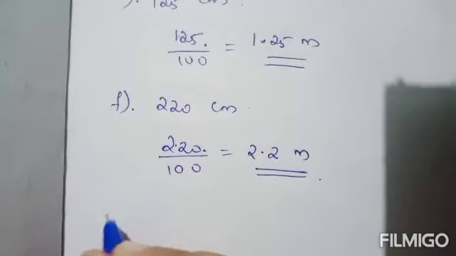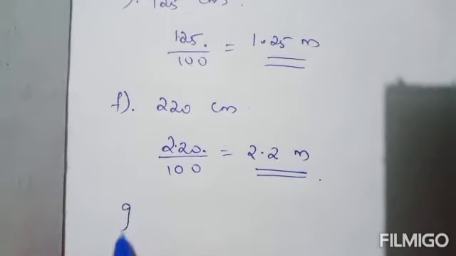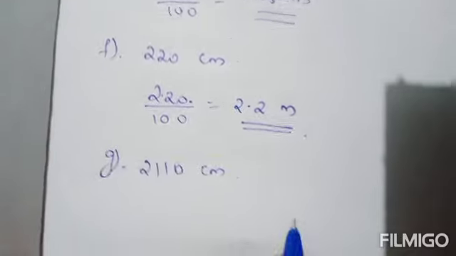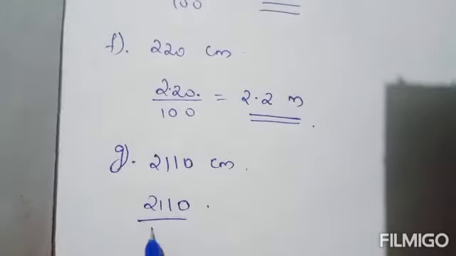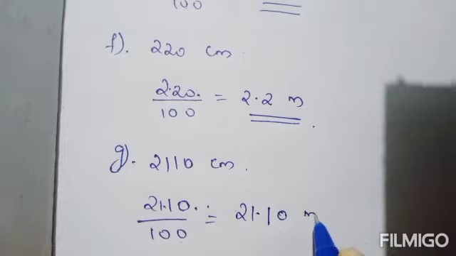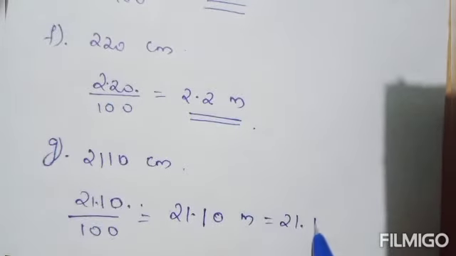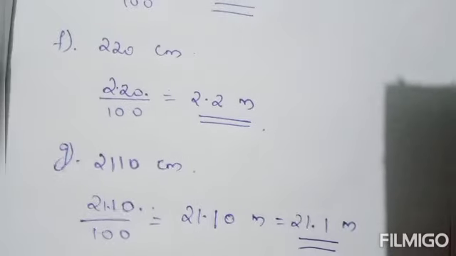Okay. Next G, 2110 centimeter. In order to convert centimeter to meter, what to do? Divide by 100. So 2110 by 100. Division by 100, the decimal point will move 2 places to the left. So this is 1, 2. You will get 21.10 meter, that is 21.1 meter it is.